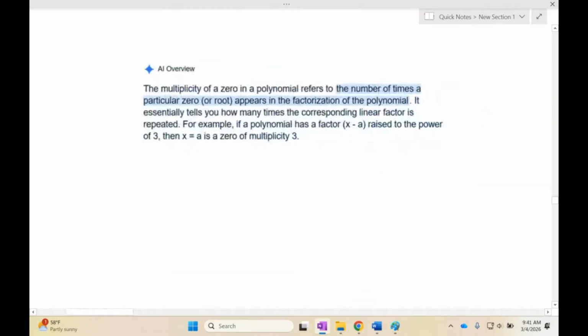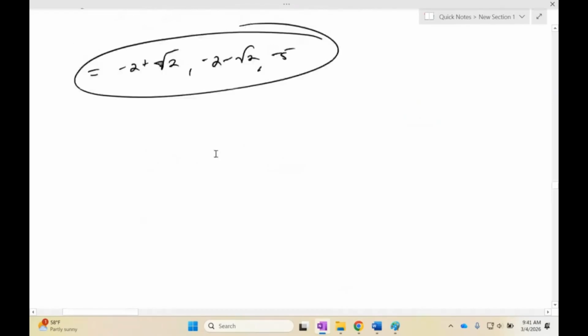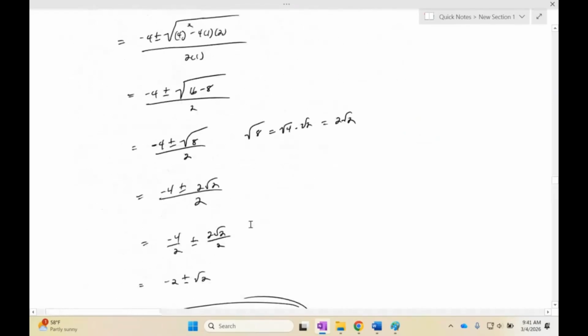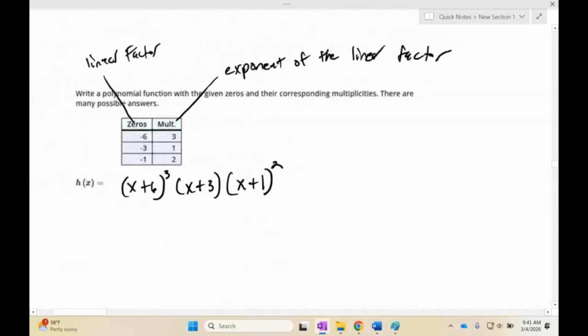Here we're talking about multiplicity, and multiplicity from the last section. I'm just going to go back. I think it was the next to the last problem, this one. Where we have the 0, remember the 0 is the x-intercept. You can rewrite a 0 as a linear factor.